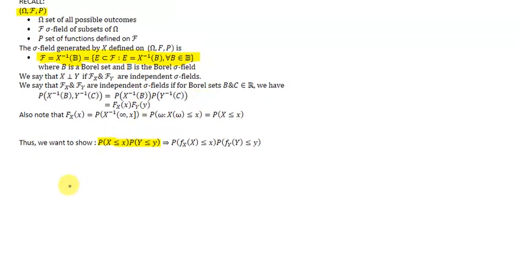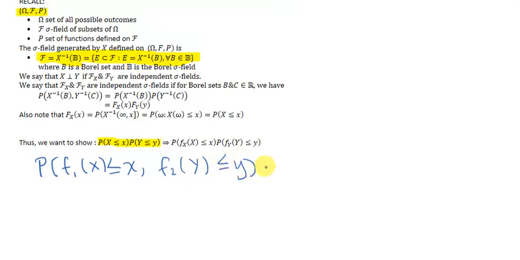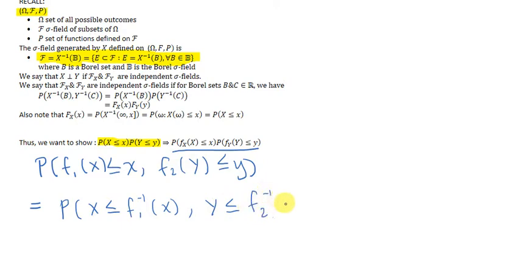But what we're going to start with is the probability that f1 of x is less than or equal to little x, and f2 of y is less than or equal to little y. We want to show that this is going to be equal to the right-hand side. Notice that we can take the inverse of f1 and f2 on both sides of their inequalities. So this becomes x less than or equal to f1 inverse of x, y less than or equal to f2 inverse of y.